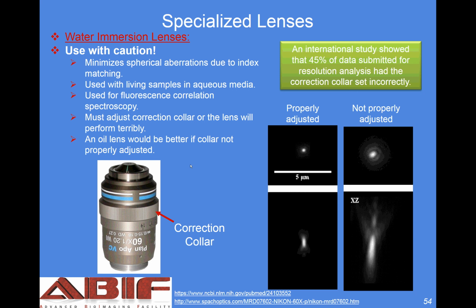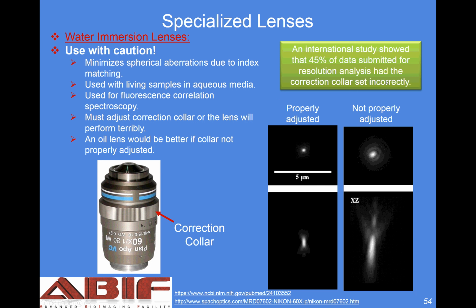But the issue is that these lenses almost always have a correction collar to correct for the thickness of the glass, the cover slip basically, between the sample and the objective. And if the collar is not properly adjusted, then the resolution can be really, really poor. So we did an international study which was published in 2013, and we found about 45% of the data that was submitted for resolution analysis probably had the correction collar set incorrectly.